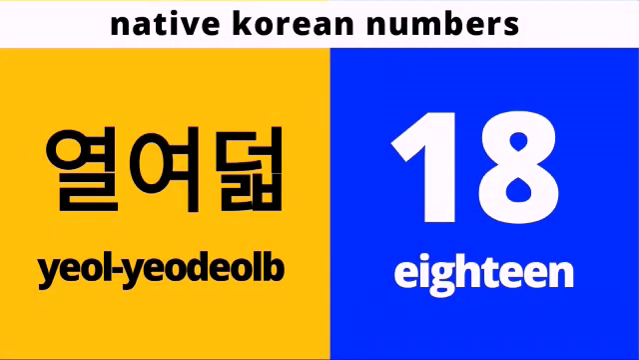Next is 18. The native Korean translation of this is YOL 여덟. YOL is 10, 여덟 is 8. So 10 plus 8 is 18. And that is why YOL 여덟 is the term for 18.